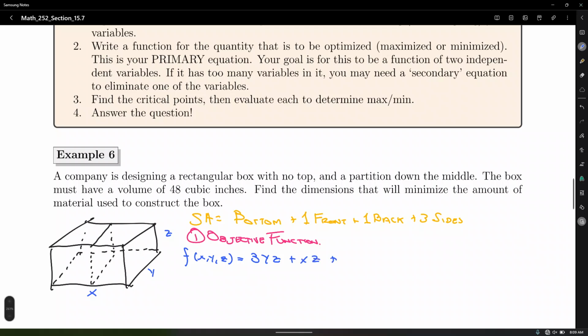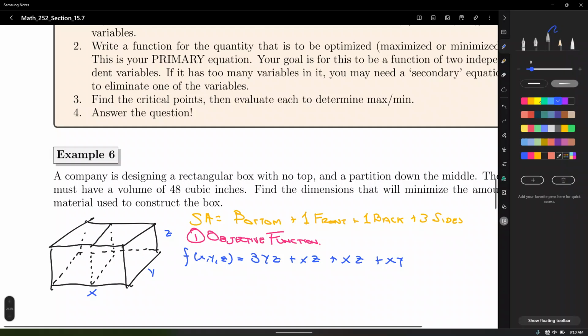plus the back, which is another xz, and what else do we have? The bottom, right? The bottom, which is xy. Okay, so let me label them again. So sides, front, back, bottom, right?